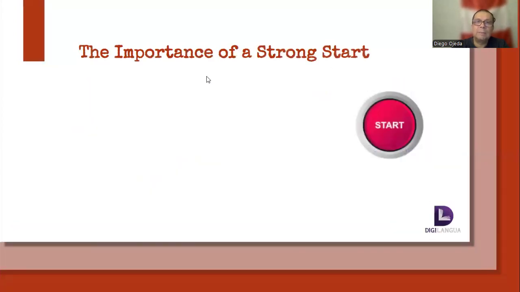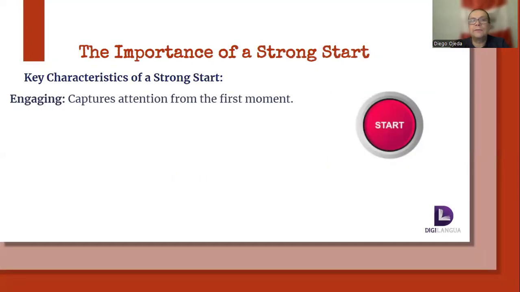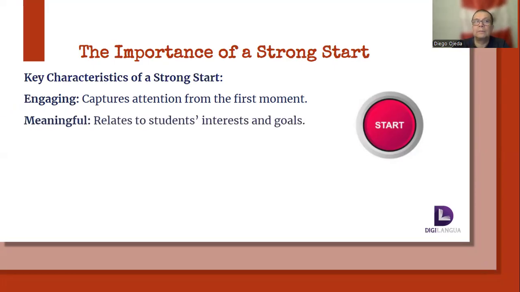Okay, so the importance of a strong start. There are some key characteristics of a strong start. First, that it's engaging from the first moment. And we'll talk about that when I give you some examples later on. Meaningful: relates to their interests and goals. But remember that one of their goals is to acquire the language.